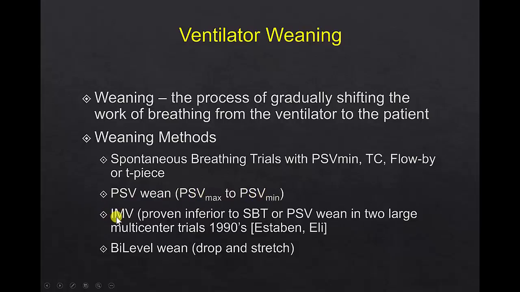A third mode is IMV, which was designed in the 1980s as a weaning mode, but over time did prove to be an inferior mode of weaning relative to spontaneous breathing trials and pressure support weaning. So we're not using this as a weaning mode, but it is a possible way to wean the ventilator, mostly on a historical basis. Bi-level ventilation can also be used as a weaning mode by dropping the high pressure level of bi-level over time, and stretching out the interval.